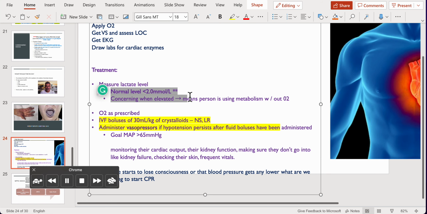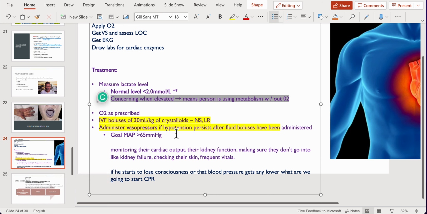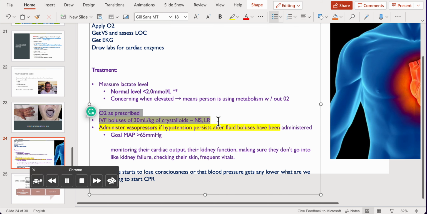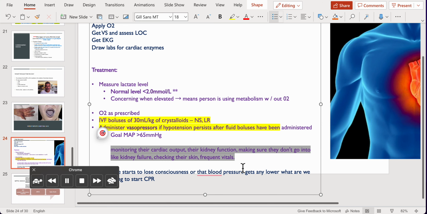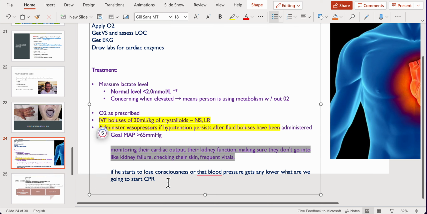Treatment. Measure lactate level. Normal level is less than 2.0 mmol/L. Concerning when elevated, which means the person is using metabolism without O2. O2 as prescribed, IVF boluses of 30 milliliters per kilogram of crystalloids, NS/LR. Administer vasopressors if hypotension persists after fluid boluses have been administered. Goal MAP greater than 65 mm Hg.